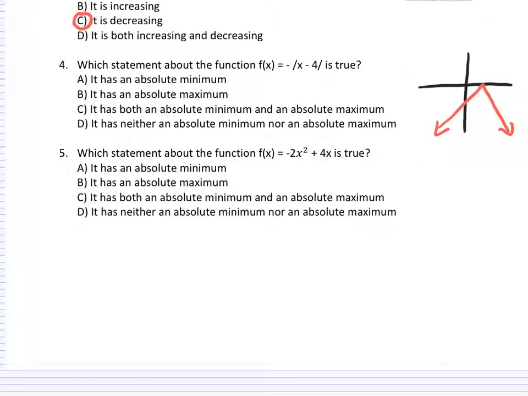Number four, which statement about this function is true? So we would again graph this on our graphing calculator, and it's going to look something like what's on the right of your screen right now. We need to figure out, does it have an absolute minimum, maximum, does it have both or neither? A minimum means the lowest point, and since this graph is going down, I cannot find the lowest point. But I can find the highest point, which is this blue point right here. And the highest point is called the maximum. So this graph does have a maximum. So our answer is B.